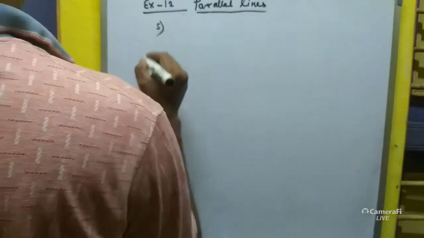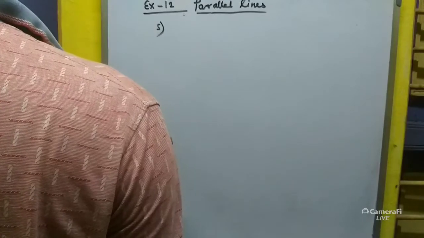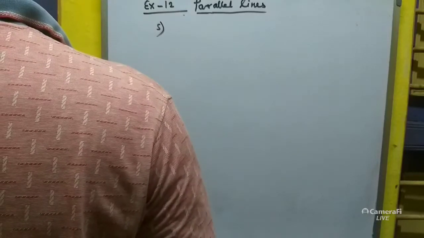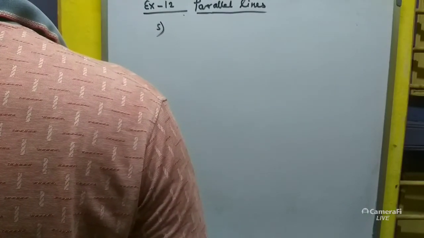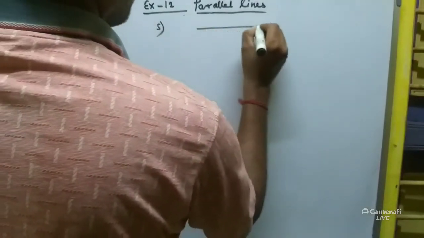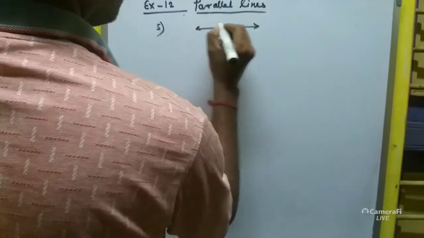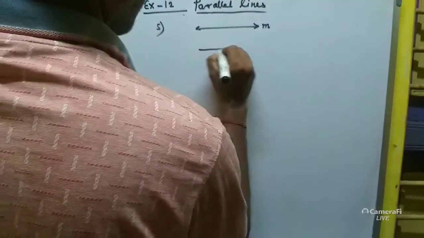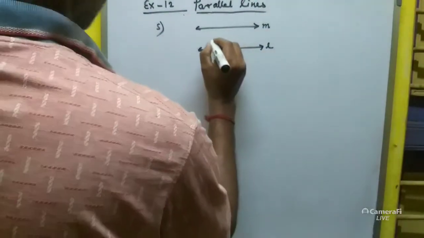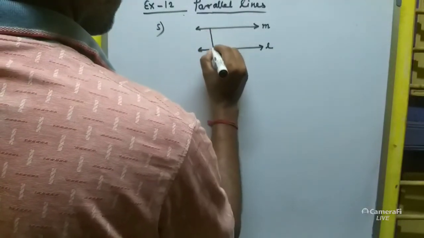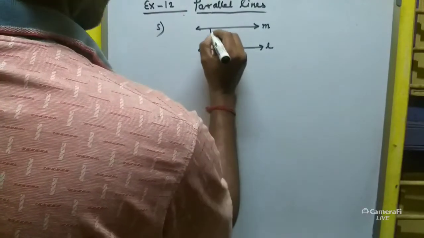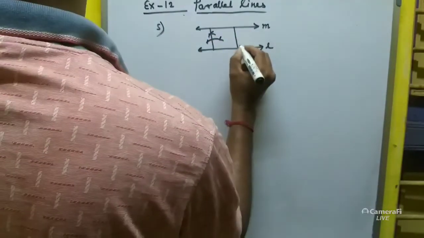So next one, number 5 math. In a figure, L is parallel to M, AB is parallel to CD, AB is parallel to L and CD is parallel to M, AB is perpendicular to M. AB is 2.3, find CD. So I will draw the figure first. This is M and this is L. Now this distance is given in this way. So perpendicular distance you know how to draw. This is the perpendicular distance.